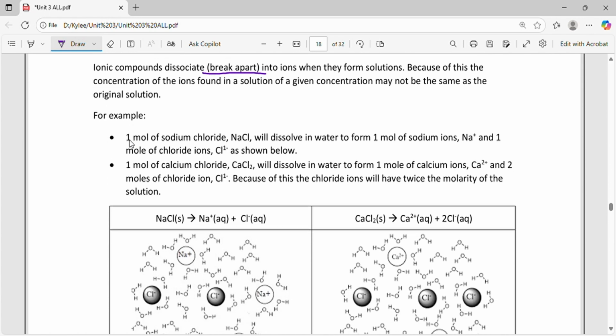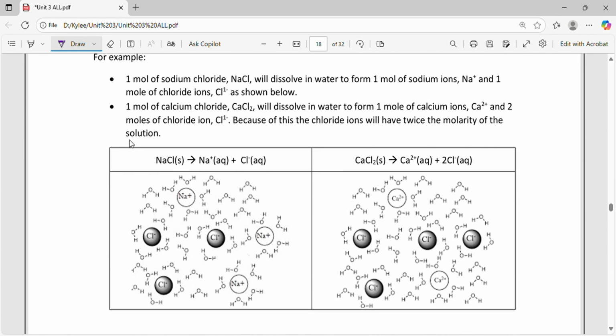Here's an example of what I'm talking about. On the left, I have sodium chloride. So if I have a 0.1 molar solution, that means because sodium and chlorine break apart in a 1-to-1 ratio, I'm going to have 0.1 molar of the sodium and 0.1 molar of the chlorine.